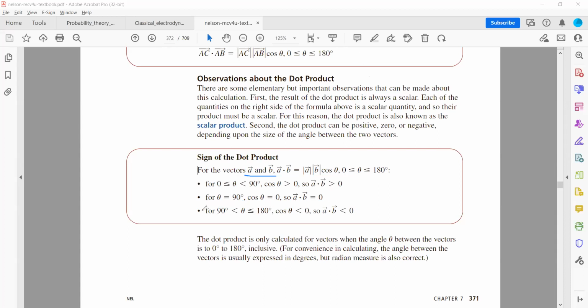Remember that. And for cases when the angle between two vectors is from 90 degrees to 180 degrees, including 180 degrees, the cosine function would be negative, or less than 0, which brings us to the conclusion that the dot product would be negative as well, because the magnitude of a vector can never be negative. So cosine will define the sign of a dot product.